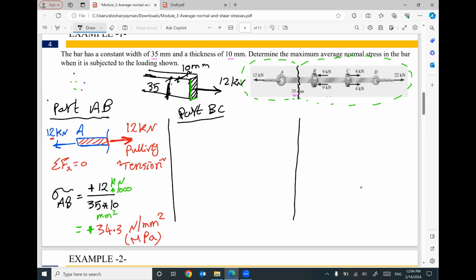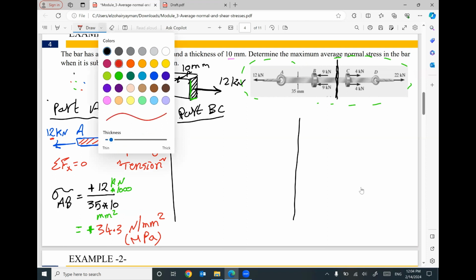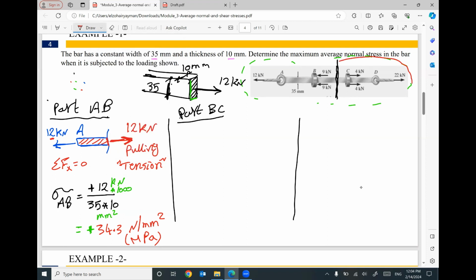For part BC, I will do the engineering mechanics part. So I will make a cut in part BC. After I make the cut, I have two options: to use the right part or the left part. It's up to you, both of them will give you the same answer. I'm going to use the right part. So here is my cut, here is the right part, here is point C, here is point D.